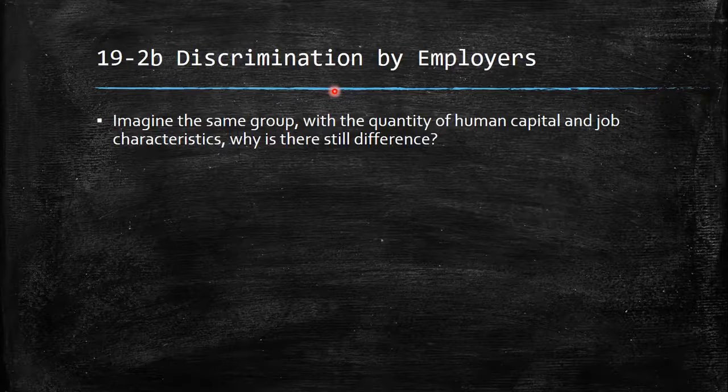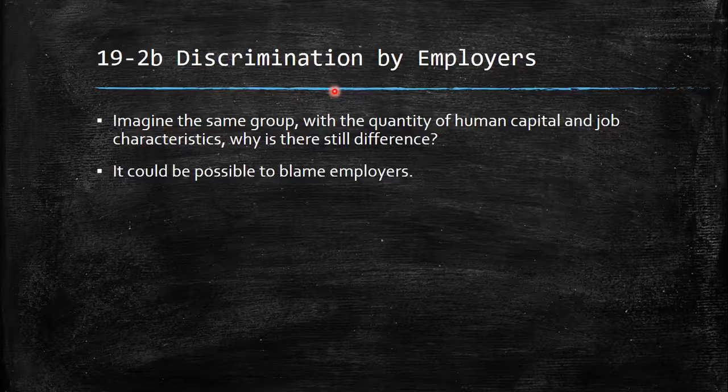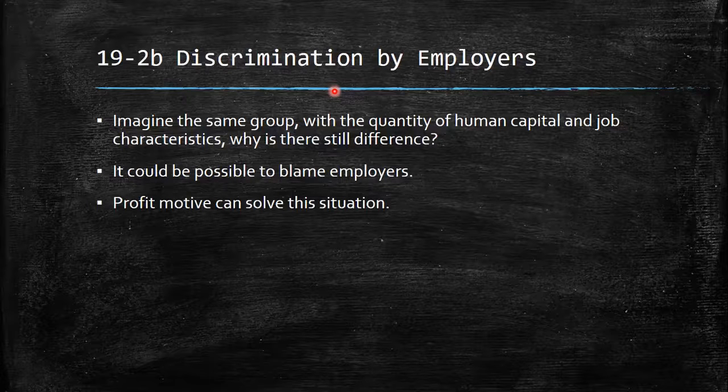So we can see that there is the same group with the quantity of human capital and job characteristics equal. Why is there still a difference? So maybe sometimes we can blame the employers. But here is an important part. The profit motive can solve this situation. What is the idea of the profit motive?